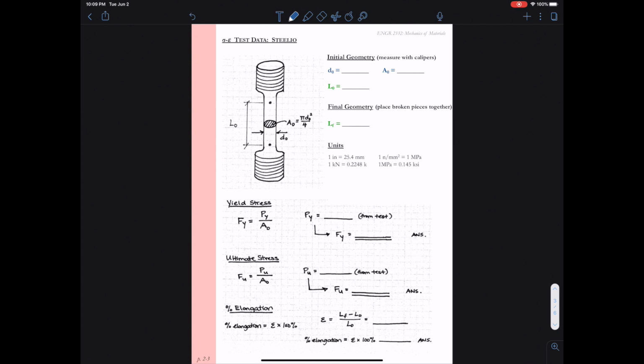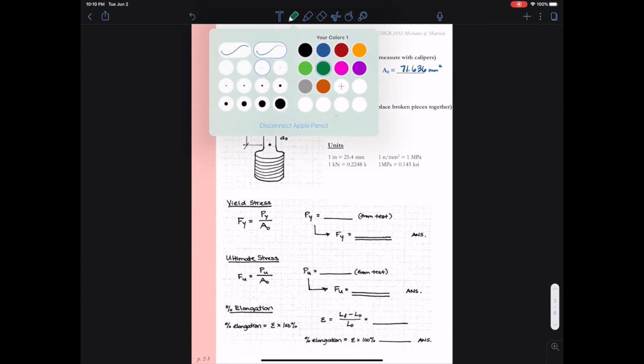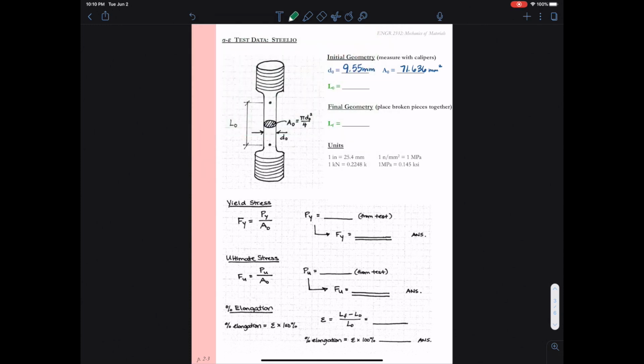So I have this test data sheet for Steelio set up for you. So we want to get the measurements in for the initial geometry. So our initial diameter was 9.55 millimeters. Doing our area calculation, pi r squared or doing pi d0 squared over 4 gives us 71.636 millimeters squared. And lastly, we took our initial length and found it to be 57.15 millimeters.